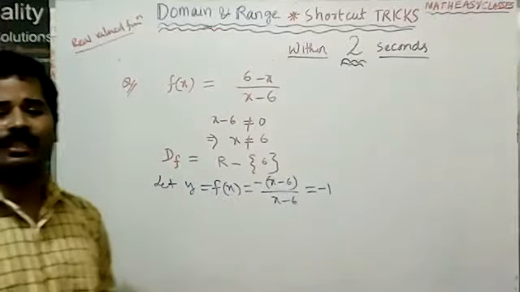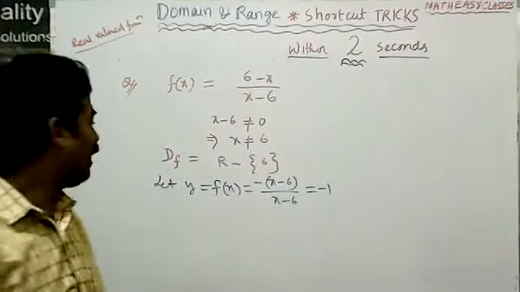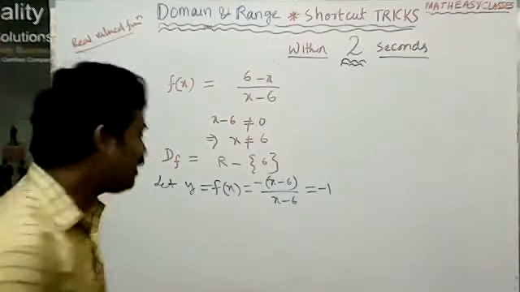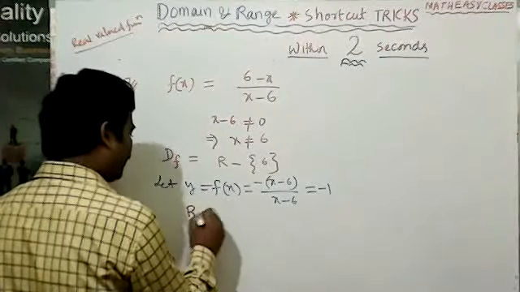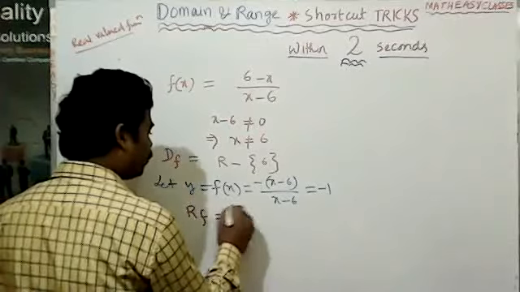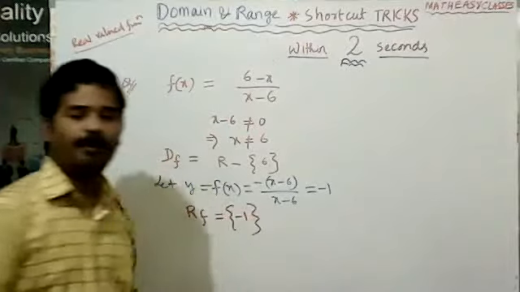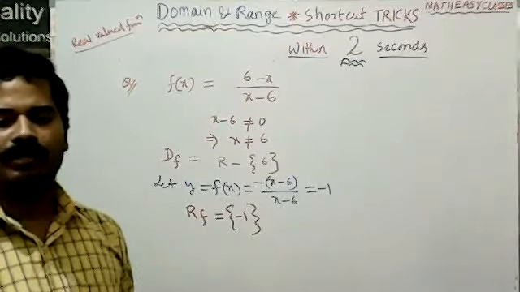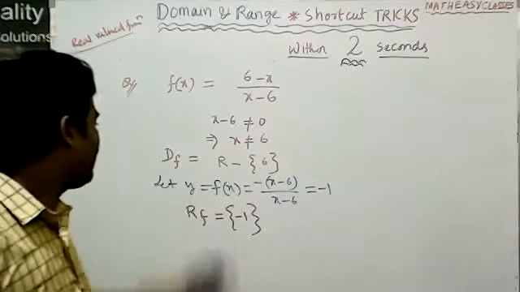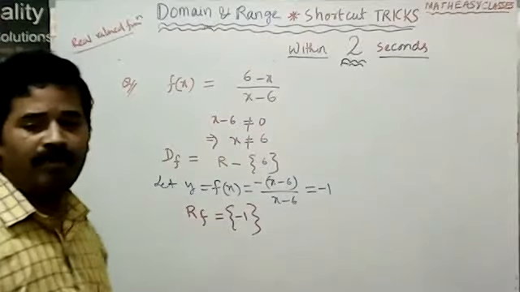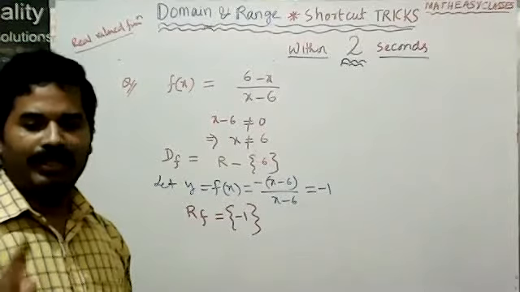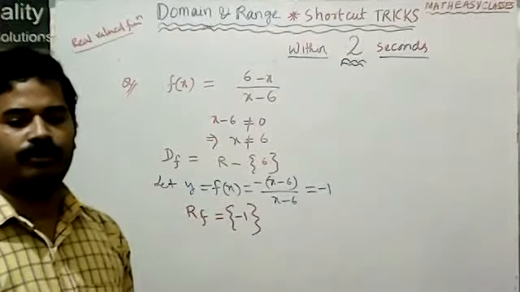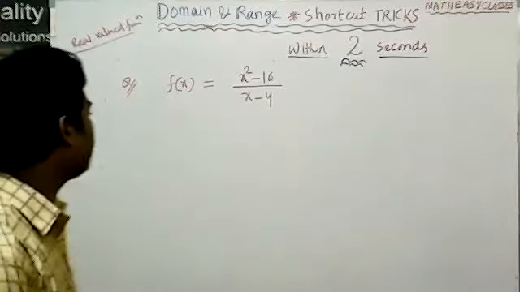Then what will the range be? Here y always comes equal to minus 1. Then what is the range? So the range is only minus 1. That single value minus 1 comes. The range is a single value, minus 1. So what is the range? The range is minus 1. Simple one.